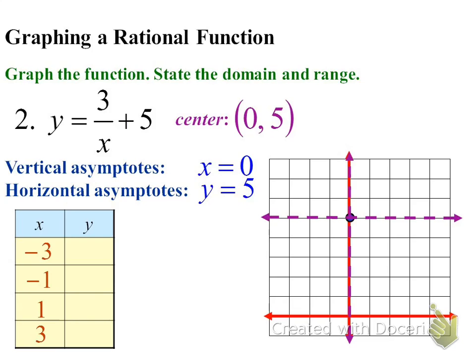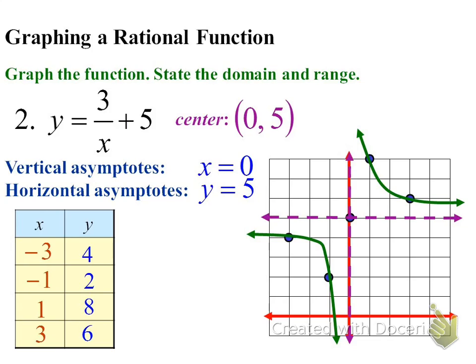So if I put -3 in there, I get -1 plus 5, which is 4. If you plug -1 in there, you get -3 plus 5, which is 2. When you plug 1 in, you get 3 plus 5, which is 8. And when you plug 3 in, you get 6. Now I'm going to connect those, never crossing those asymptotes. So again, it's kind of like 2 separate graphs. This one and this one, they're approaching those asymptotes, but they're never crossing them.